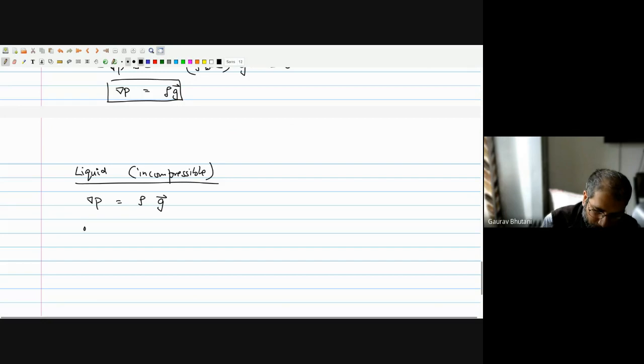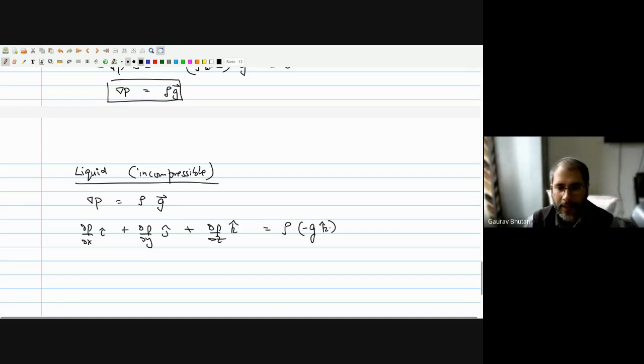So grad P is del P by del X in I plus del P by del Y in J plus del P by del Z in K. And this is equal to a constant rho times minus G K hat. So gravity is always acting in the negative K direction. So that's what it is.